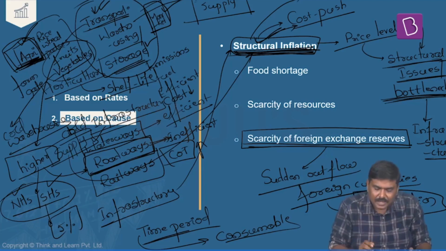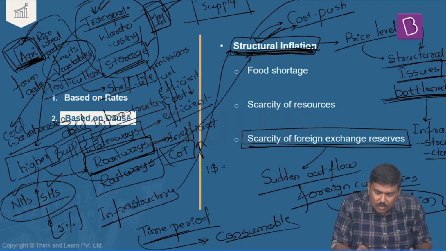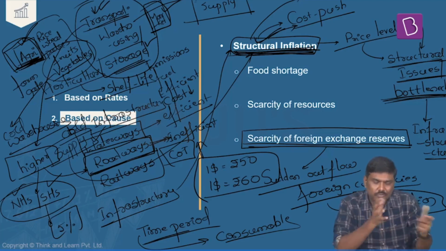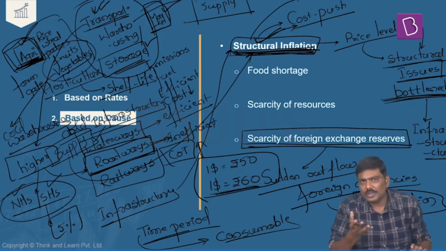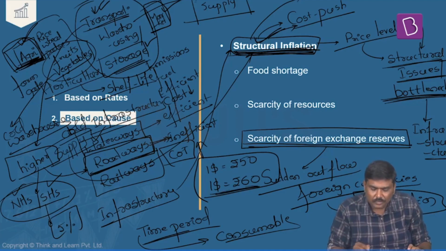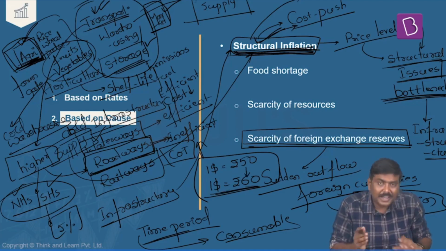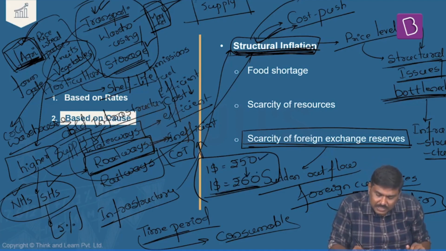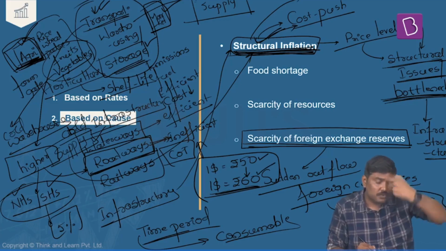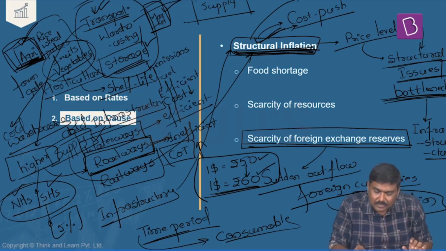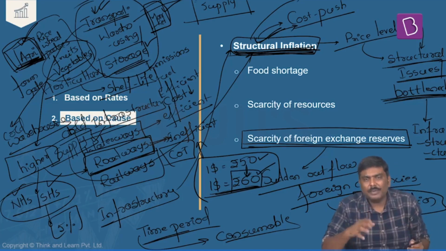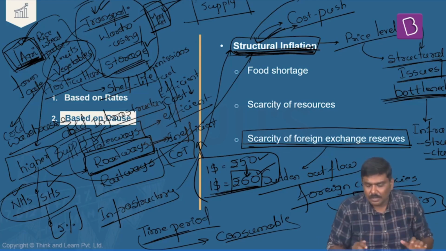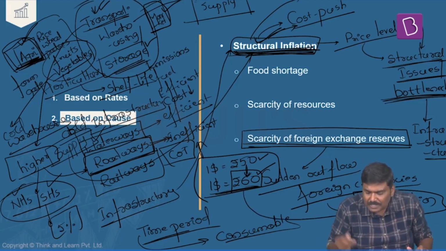Now, what is the basic idea here? Imagine $1 is equal to 50 rupees and this changes to $1 is equal to 60 rupees. Follow this very carefully. If the rupee exchange rate against the dollar moves from $1 equals 50 to $1 equals 60, we will simply say the rupee has lost value against the dollar. The rupee is losing ground against the dollar. But technically, we'll use the term depreciation.